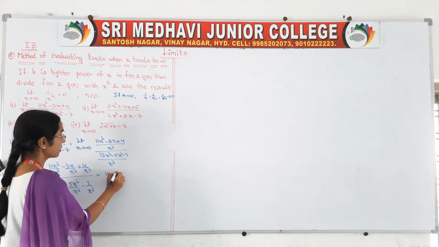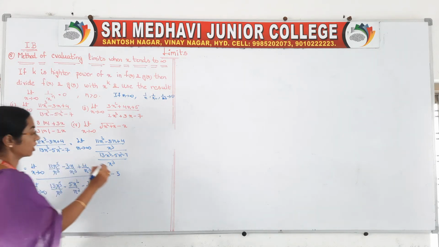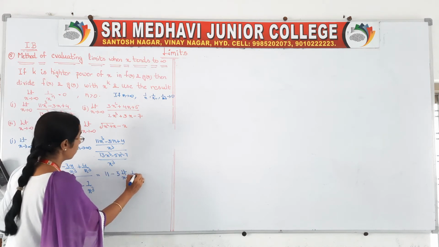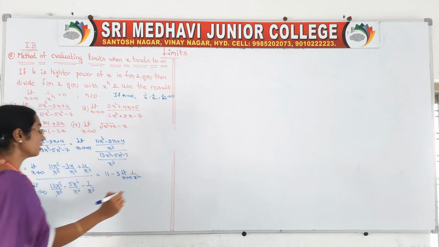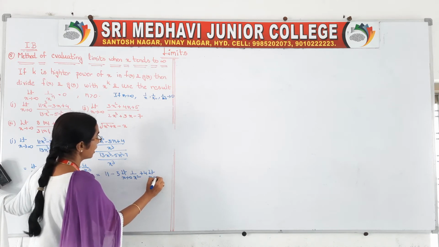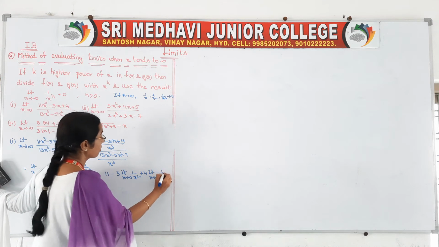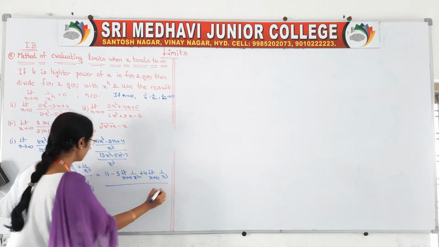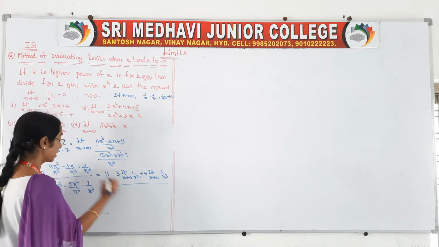Next, minus 3 into x by x cube means x square. So, limit x tends to infinity 1 by x square, right? Same thing, 4 is constant, we will write outside of the limit. So limit x tends to infinity 1 by x cube, divided by the same thing, 13 is a constant, write down, no need to take the limit.